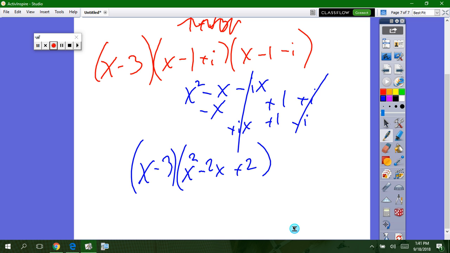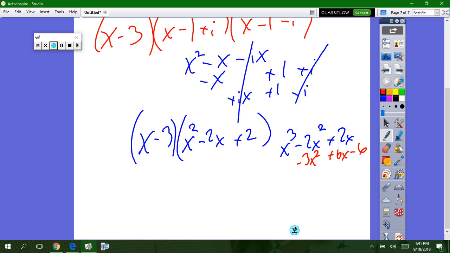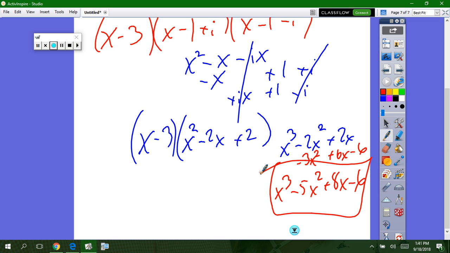So what are we going to do now? Distribute it through. So I get x cubed minus 2x squared plus 2x minus 3x squared plus 6x minus 6. So therefore I get x cubed minus 5x squared plus 8x minus 6. There's my polynomial. How can I check that that's a polynomial? That is the one that I needed. Find the zeros by using the ones that we already showed, right? That we already know are.